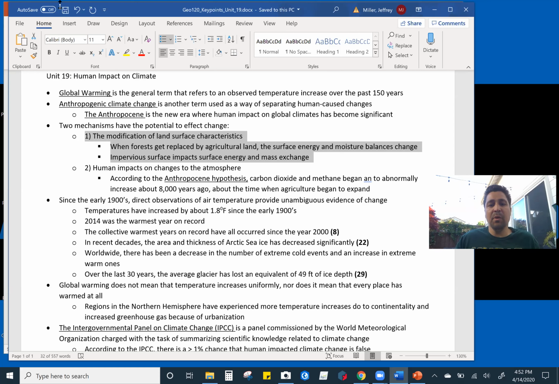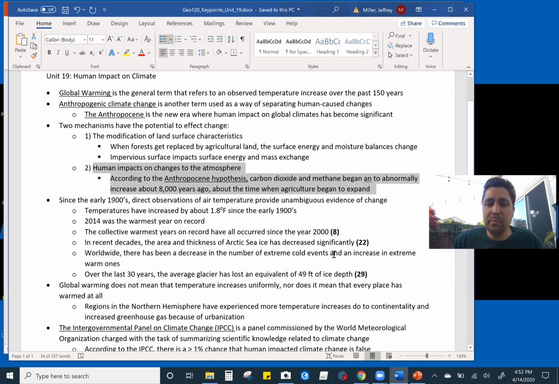And then the second thing that we want to mention, human impacts on change to the atmosphere. This is something called the Anthropocene hypothesis, when human beings actually started making changes to the atmosphere, intentional or not. That's through pollution and through byproduct and waste of a bunch of things we're going to mention here: machines, cars, etc. But according to the Anthropocene hypothesis, carbon dioxide and methane began to abnormally increase about 8,000 years ago. Okay, and we'll see momentarily that carbon dioxide, number one, is extremely harmful when it comes to something that we add to the atmosphere, and methane just as much so, but just in different volumes.